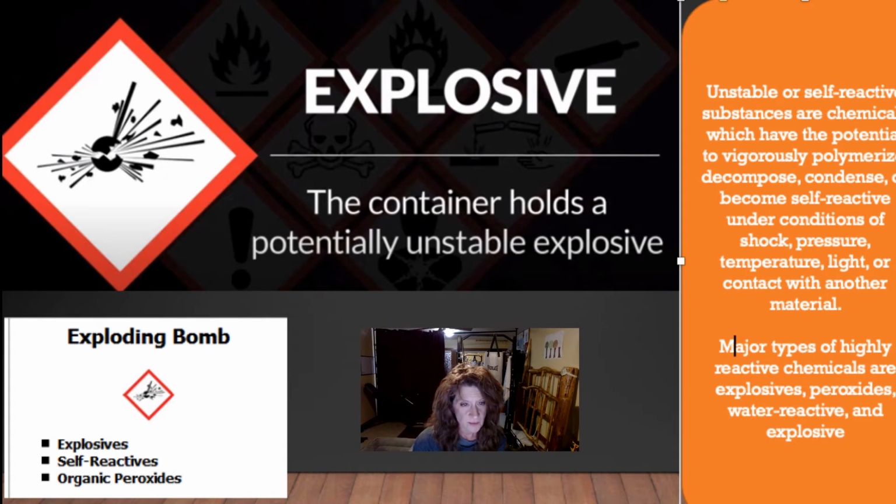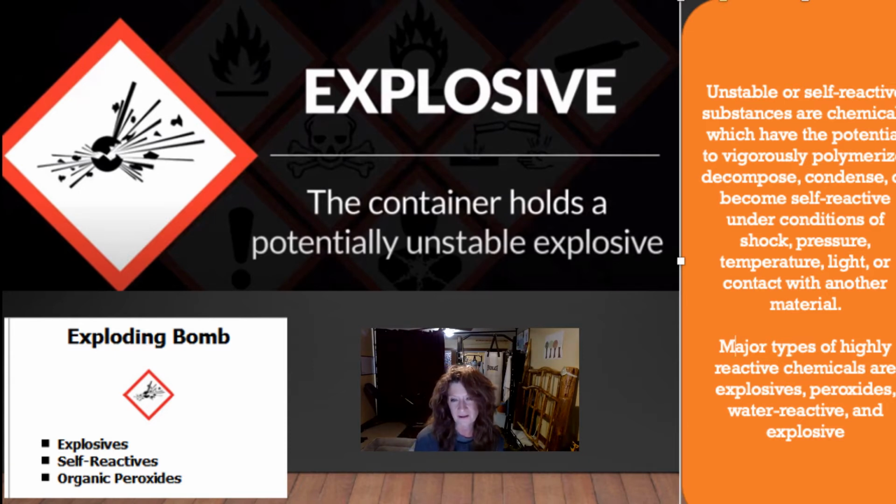So now we have our explosives, where the picture is an exploding bomb, but you can see that they put organic peroxides and self-reacting agents together. And the container holds a potentially unstable explosive liquid or solid. Unstable or self-reactive substances are chemicals which have the potential to vigorously polymerize, decompose, condense, or become self-reactive under conditions of shock, pressure, temperature, light, or contact with another material.